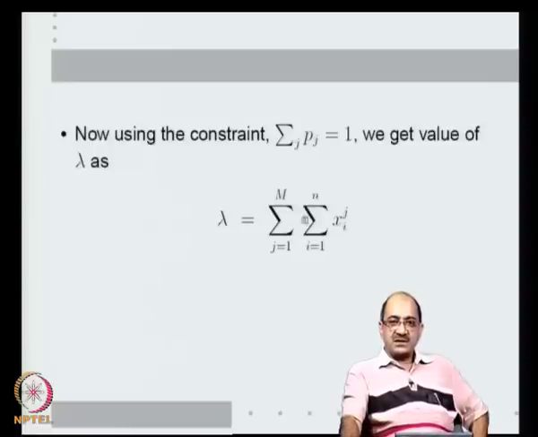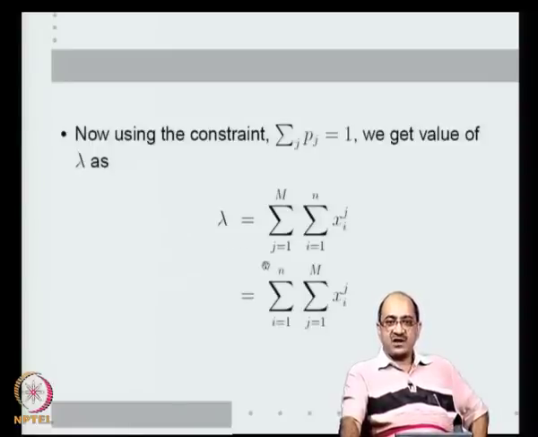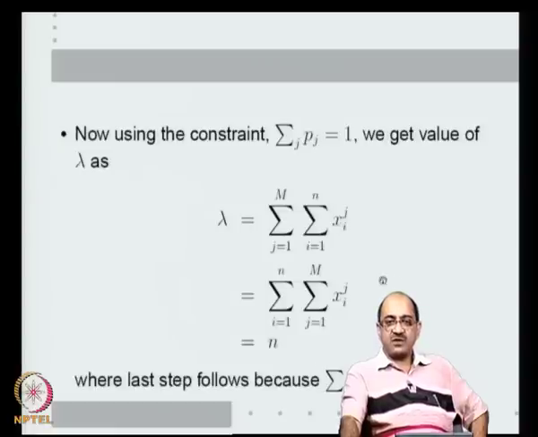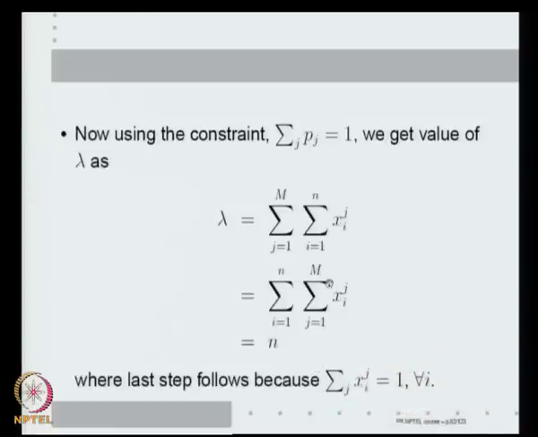Now, this is a double summation, and both are finite summations, so I can change the order of the summation. First sum with respect to i, then sum with respect to j. Now, that becomes equal to n. Why? In this inner summation, as you have seen, our x_ij's are such that in any vector x_i, exactly one component is 1 and all others are 0, right. So, this summation always gives me 1, and because of the outer summation I get n. So, the last step follows because summation over j equal to 1 to m of x_ij is 1 for all i. Okay. So, this is the value of lambda.